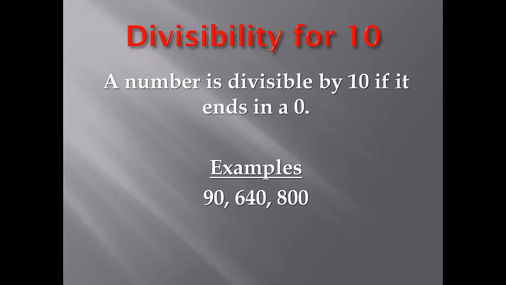The last rule we're going to look at is our divisibility rule for 10. A number is divisible by 10 if it ends in a 0. So for examples, the first one we have is 90. 90 ends in a 0. Our second one is 640. That ends in a 0. And our last one is 800. And 800 ends in a 0. So all of these numbers are divisible by 10 because they end in a 0.